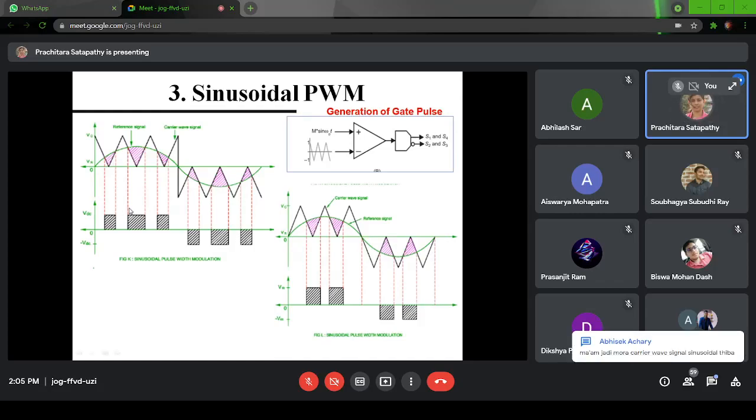Understood? So unequal and equal widths can come here as well, there is nothing like that. Only the number of pulses will be more here. Here the number of pulses will be less.